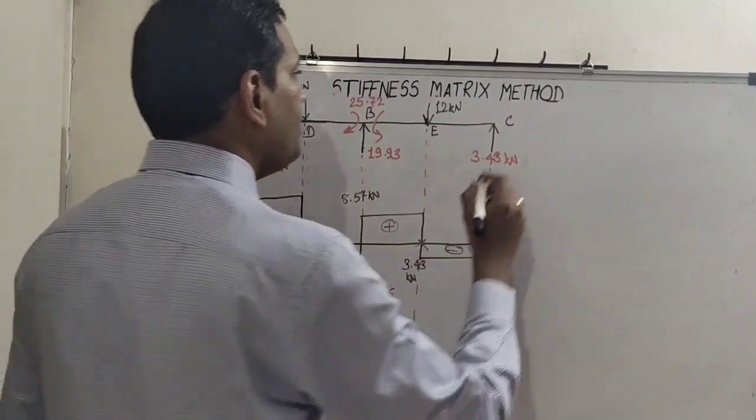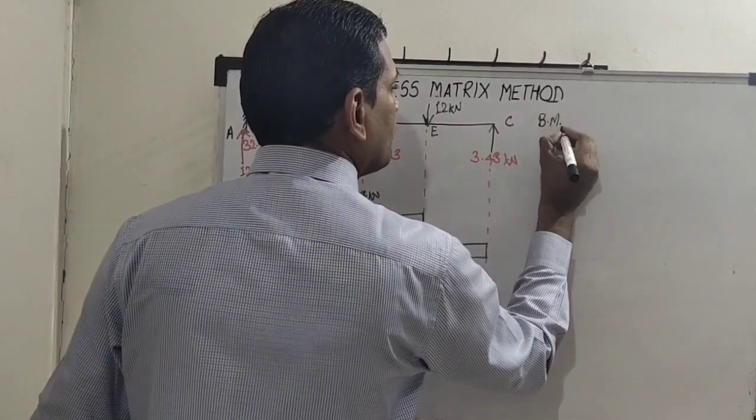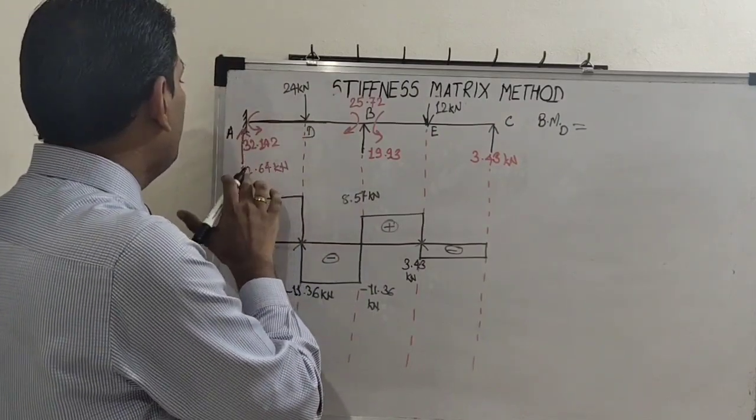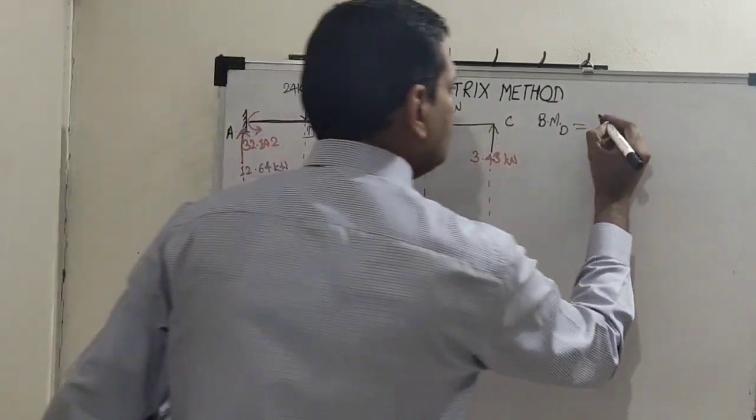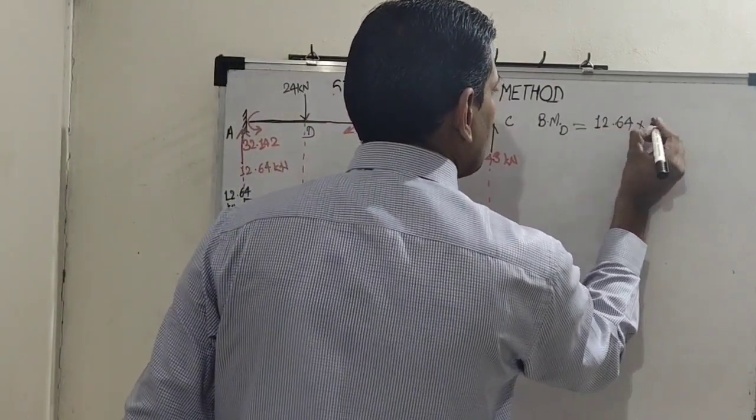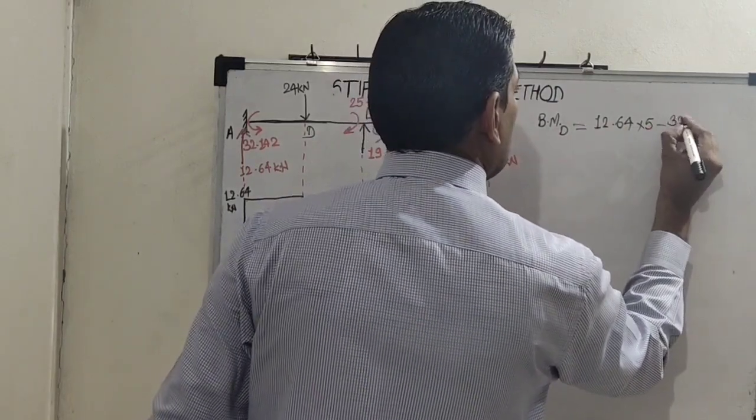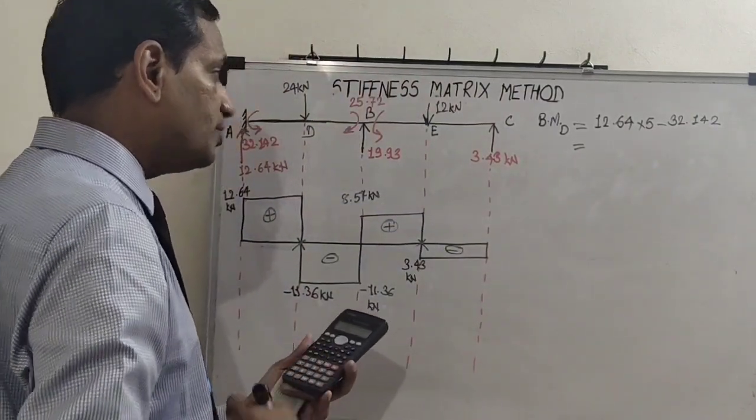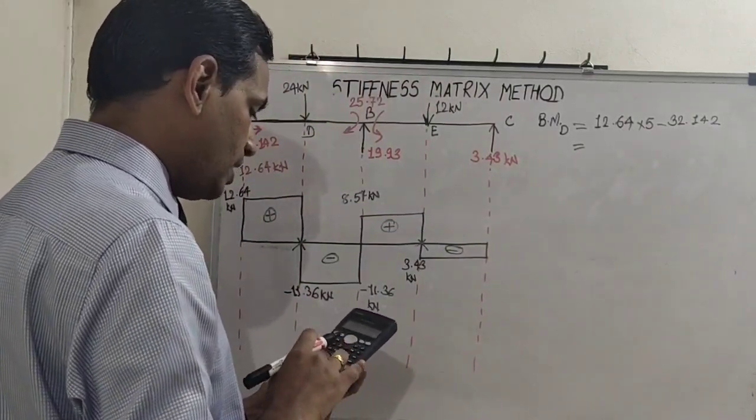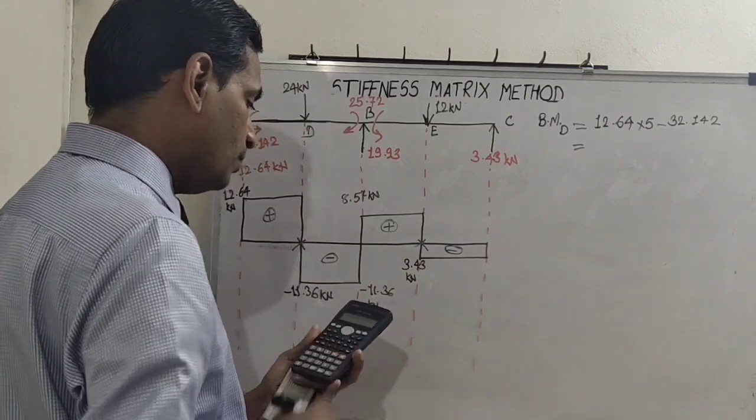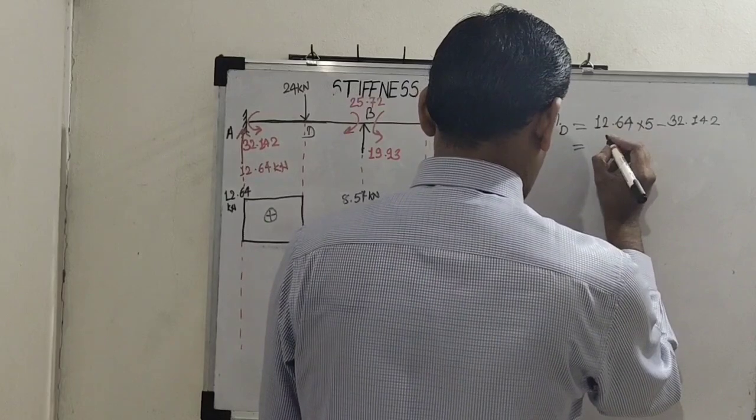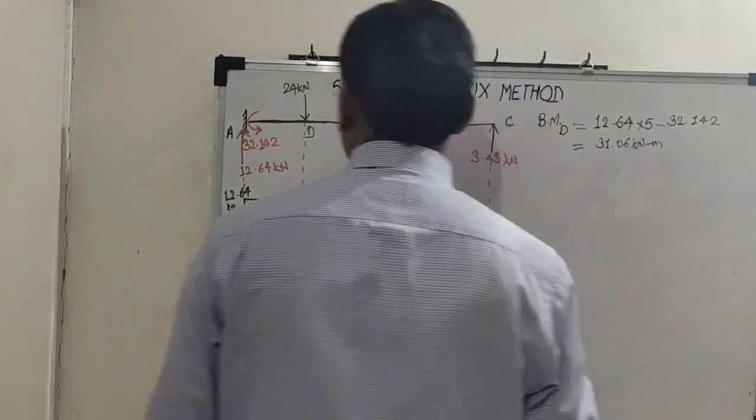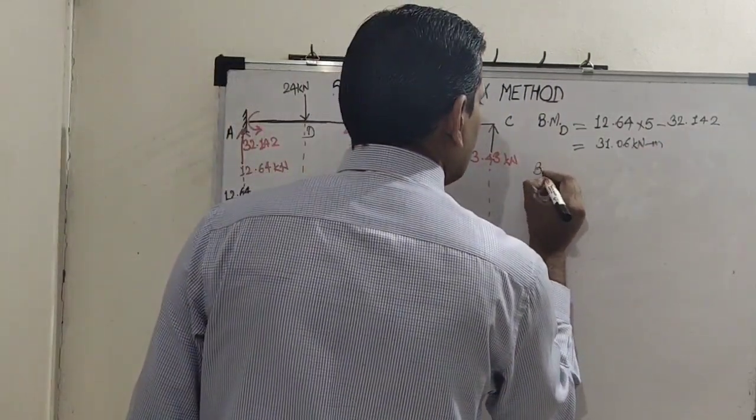So bending moment at D. So we shall consider only the left hand side part of D. So 12.64 into 5 minus 32.142. That's it. So this is 31.06 kilonewton meter.